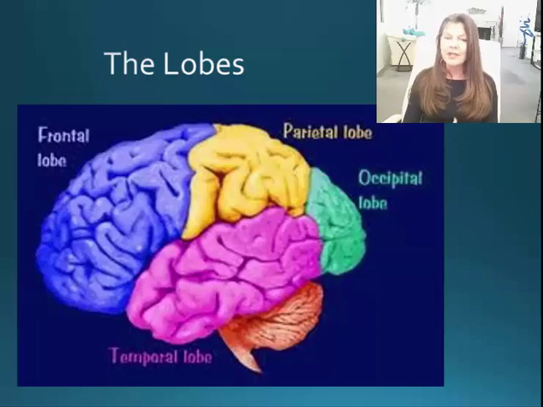The cerebral cortex can be divided in four major sections, which are known as lobes. The frontal lobe, in blue here, is located at the front of the brain and is associated with higher level thinking, like decision making, reasoning, forethought, planning, attention focusing, multitasking. It is also involved in motor skills, personality, and impulse control.